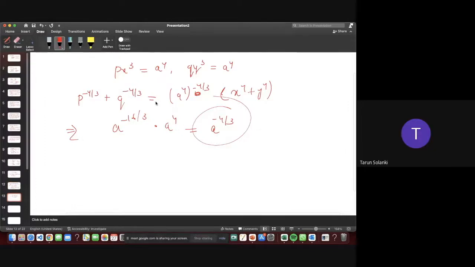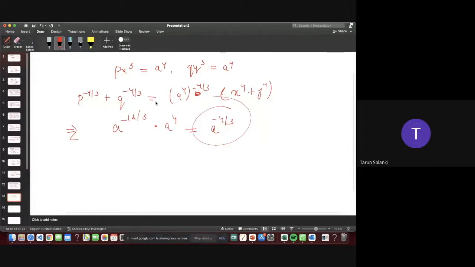So we will get p x³ is equal to a⁴, q y³ is equal to a⁴. Right, since it is the power 4. So p to the power minus 4 by 3 plus q to the power minus 4 by 3 will be equal to a to the power 4 and to the power minus 4 by 3.